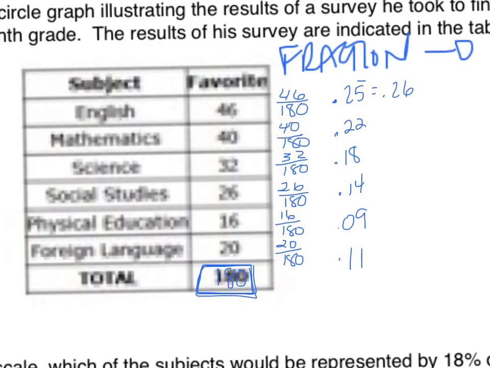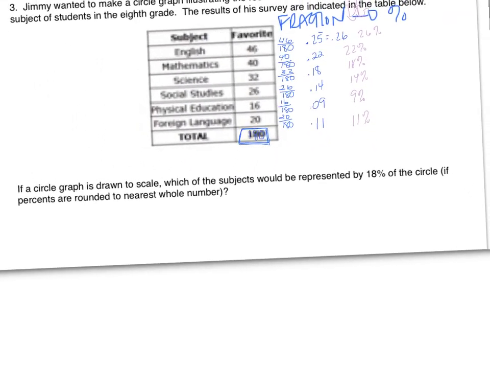So these are all decimals, but that's not what we want. We want percents. So remember to do decimals to percents, I think about Dr. Pepper and I move it 2 places to the right, so it would be 26%, 22%, 18%, 14%, 9%, and 11%. So now we can look back at our question, and it wants to know which one would be represented by 18% of the circle. So 18% was right here, so it would be science.